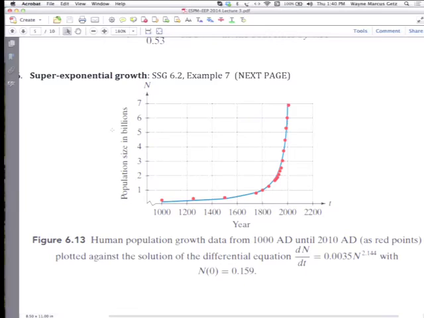And super exponential growth comes from an equation like this, where we say dN/dt is equal to some initial value, and instead of having N here, we've got N to the power 2.144. So if you take this model, it's not growing exponentially, and it's not even growing in proportion to N squared, but something greater than N squared. So that means there's a lot of stuff going on. And so it kind of takes off at this point.